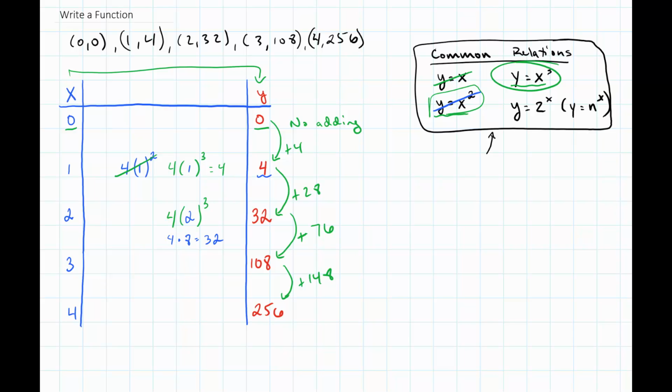Let's try it again. 4 times our input cubed, which in this case is 3, so that's 4 times 27, which, yeah, that's 108 as well. And you can check it for the 4, but it looks like all we need to do is cube our input and then multiply it by 4. So our general rule here is just going to be y equals 4 times x cubed. And in this case, those parentheses there would be unnecessary. But there we have a formalized definition of the relationship described by this series of ordered pairs.